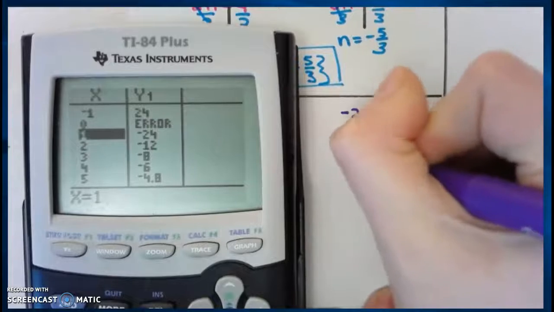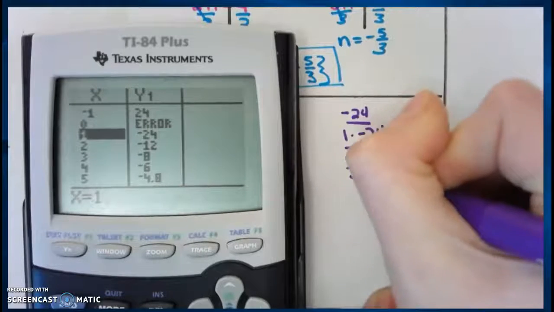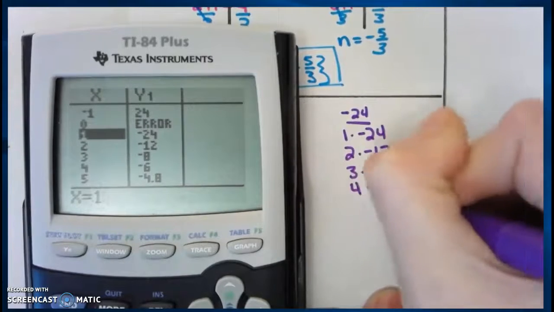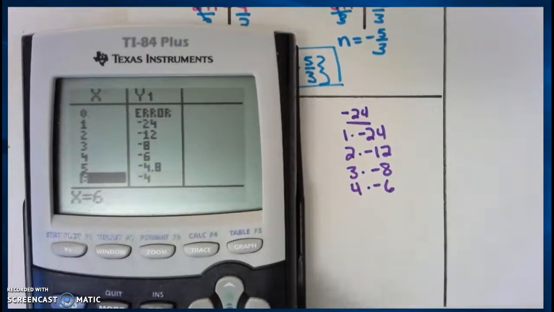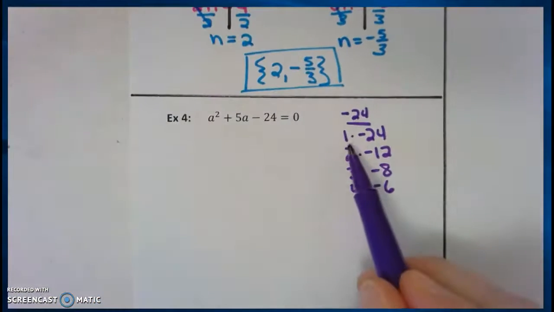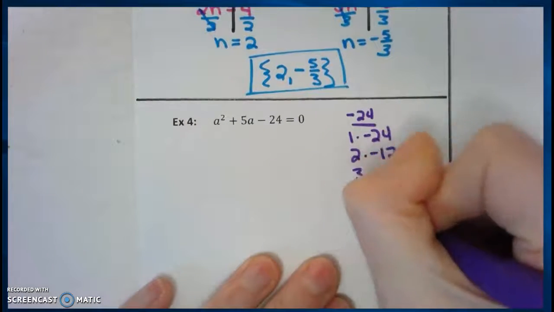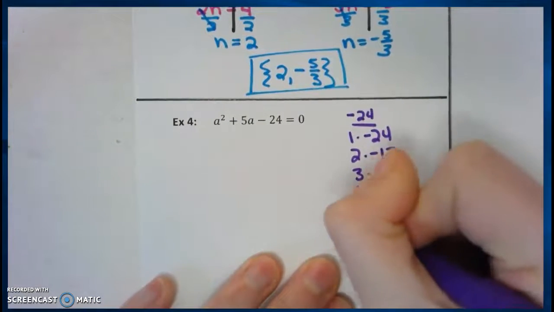1 and negative 24, 2 and negative 12, 3 and negative 8, 4 and negative 6. Now you know if you've got all of them, if you keep moving down and you repeat the same numbers again. Now if you've got one positive number and one negative, please remember that the negative sign could be on the other number.